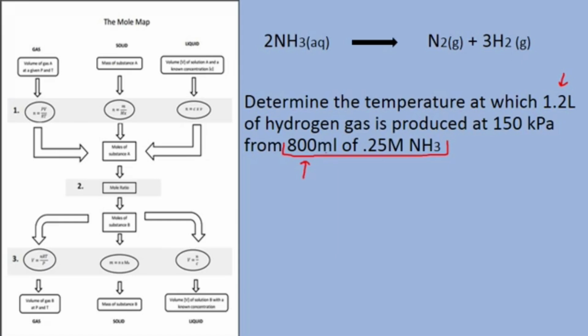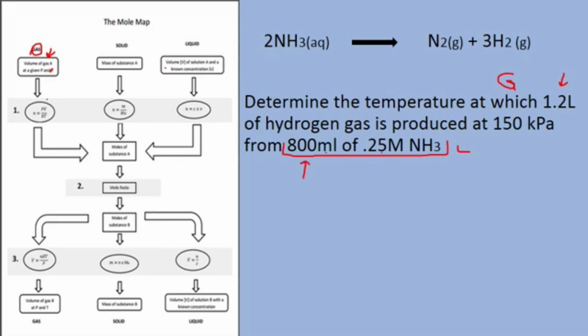So we actually have a volume of something with a concentration. So we're talking about a liquid here. The rest of this information is talking about a gas: kilopascals, temperature. That's all about a gas. So if we look to our mole map, we'll start with the gas here. Are we given the volume of a gas at a pressure and a temperature? We're not given the temperature, so we can't start as a gas in our mole map.